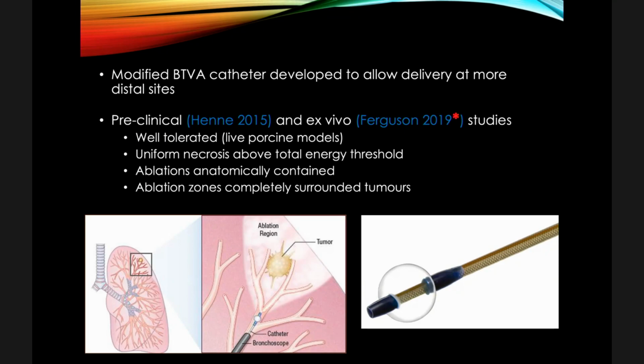There was preclinical and ex vivo data published prior to commencement of our studies that demonstrated that the peripheral ablation was well tolerated, and that there was uniform necrosis within the treatment zones once a specific energy threshold was reached. Importantly, the ablation zones appeared to be very well anatomically contained. There was no significant leaking or leaching of thermal energy to other parts of the lung.